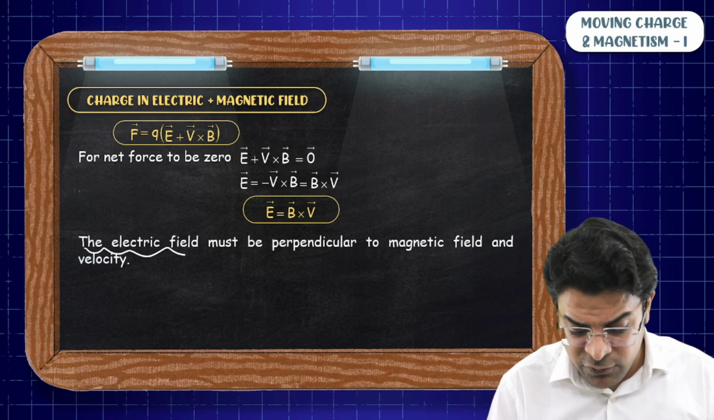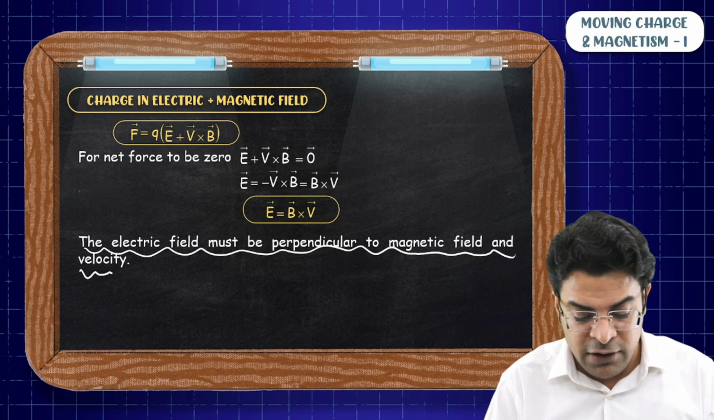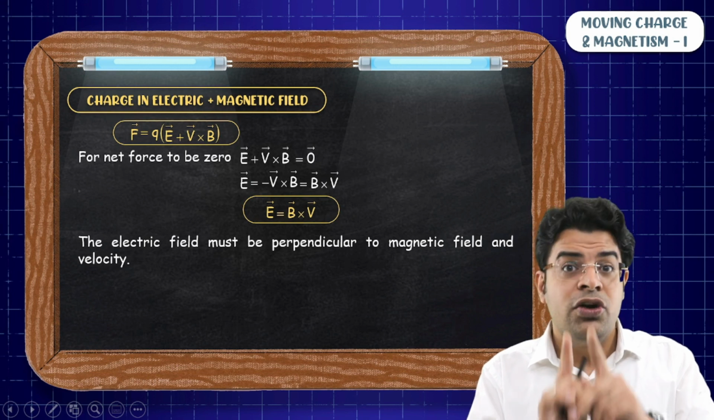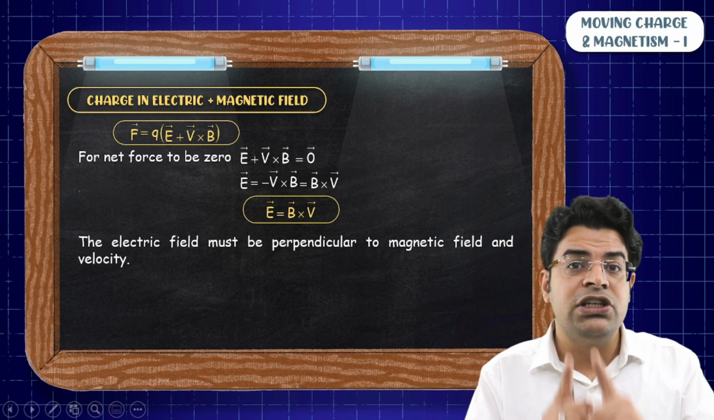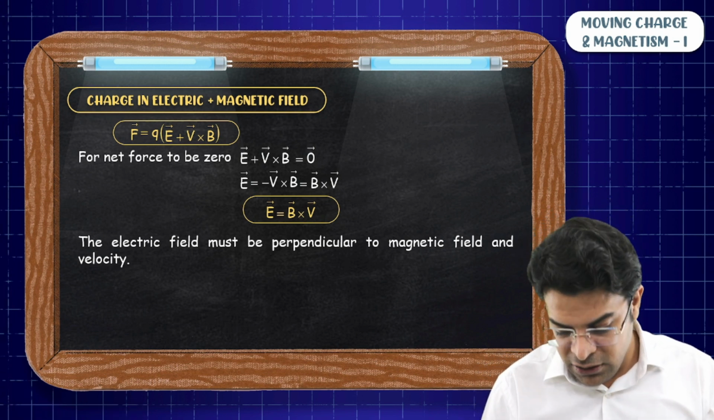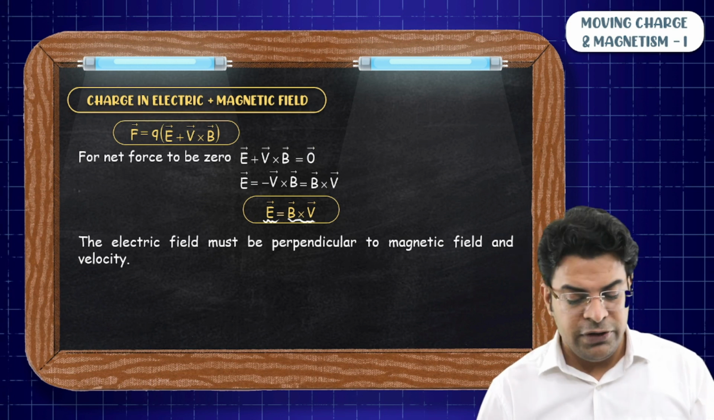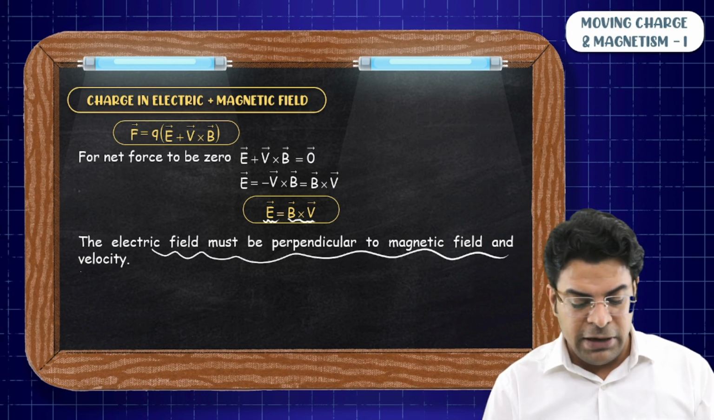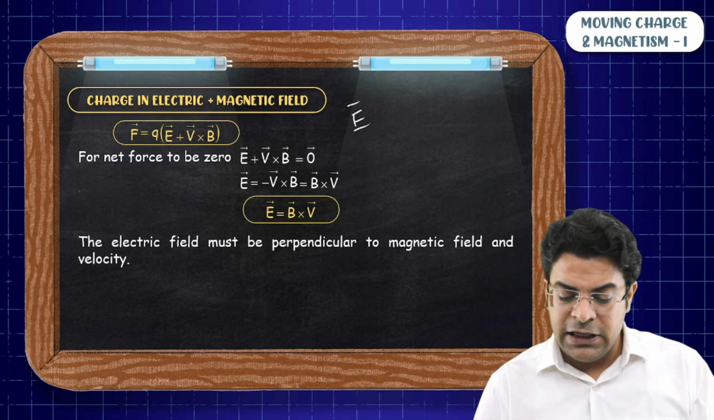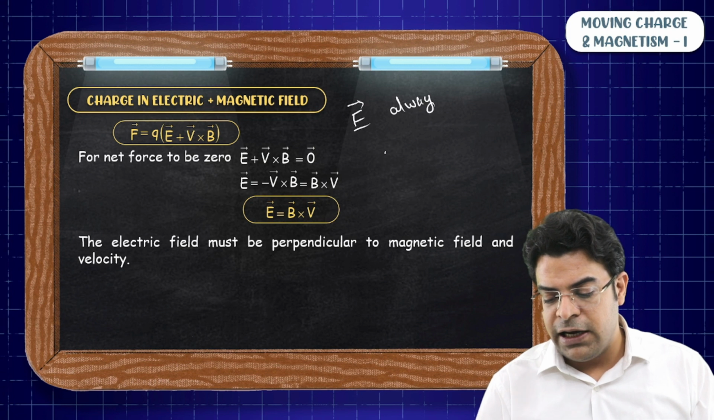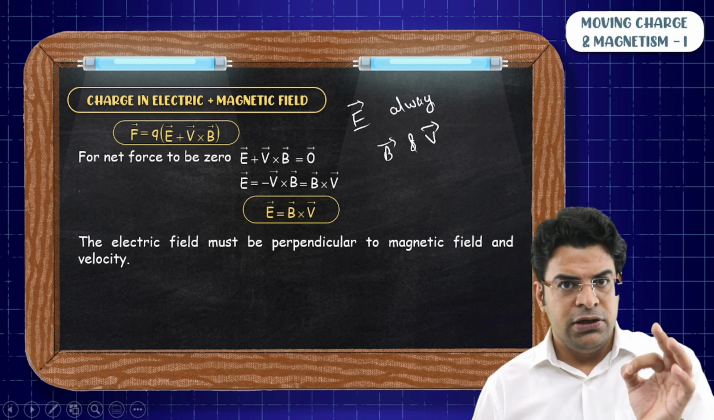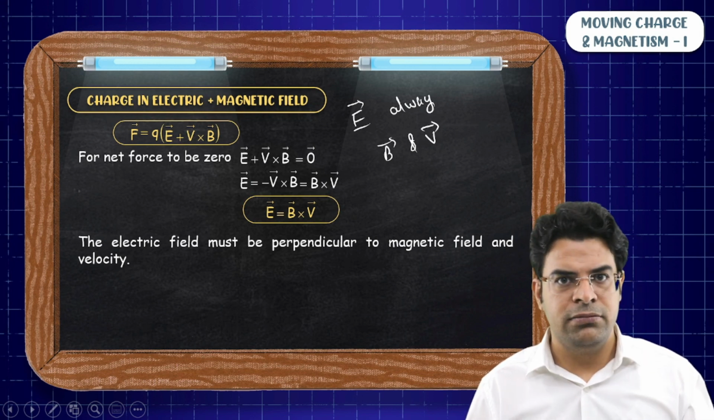So the electric field must be perpendicular to both magnetic field and velocity for the charged particle to move with zero acceleration, to move with a constant velocity, or for the charged particle to move in such a way that no net force acts on it. So E equals B cross V. The electric field must be perpendicular to magnetic field and velocity. Does the electric field always have to be perpendicular to magnetic field and velocity if the charged particle moves with zero acceleration? The answer is yes.